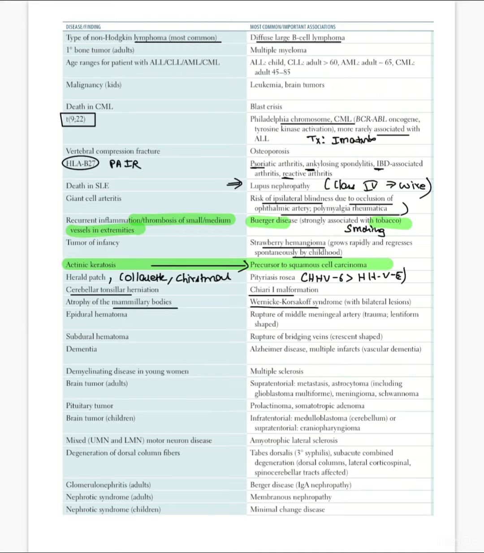Atrophy of the mammillary bodies, guys, that is your Wernicke-Korsakoff syndrome. Very, very important, guys. This is so frequently repeated.